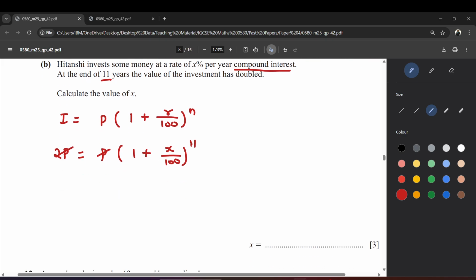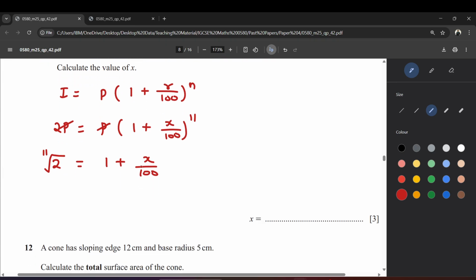So now what we can do is we can take the 11th root, because this is to the power of 11. If I take the 11th root both sides, so this becomes 11th root of 2 equals 1 plus x upon 100. Now you need to find x, so this becomes 11th root of 2 minus 1 equals x upon 100. Multiply 100 to the other side, so 100 times 11th root of 2 minus 100, because this 100 is being multiplied with this as well as this.